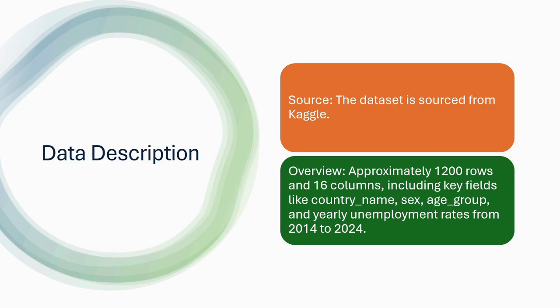So, in this analysis, we utilized comprehensive global unemployment data. The dataset contains approximately 1200 rows and 16 columns, including key fields like country name, gender, age group, and yearly unemployment rates from 2014 to 2024.